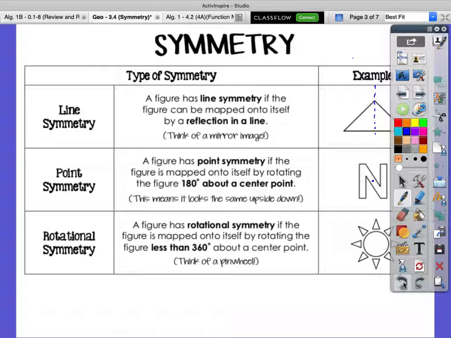It's probably going to be easier than flipping yourself upside down or tilting your head all the way. So just flip the paper upside down. If it looks the exact same, that's point symmetry.